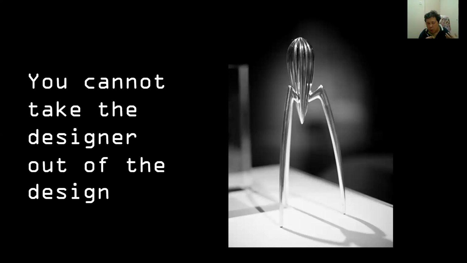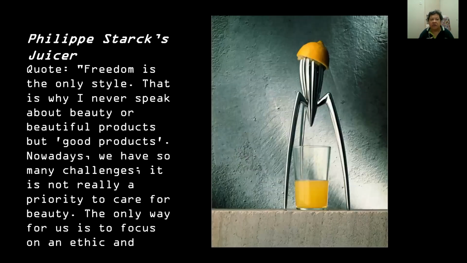So what is it that we're talking about? We're talking about how you cannot take the designer out of the design. So the designer is the focus here, the person who thinks, who creates, who manages, operates, who actually imagines it all, you know. And what is this all about? This is a juicer, by Philippe Starck. Here, quote, "Freedom is the only style. That is why I never speak about beauty or beautiful products, but good products." So here we're talking about functional good products.